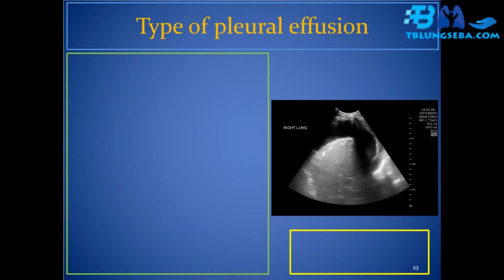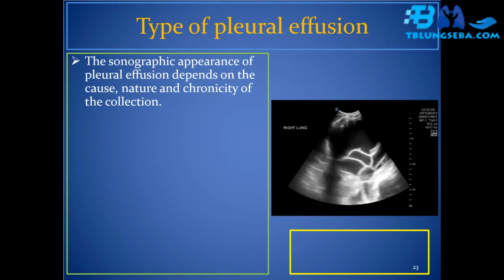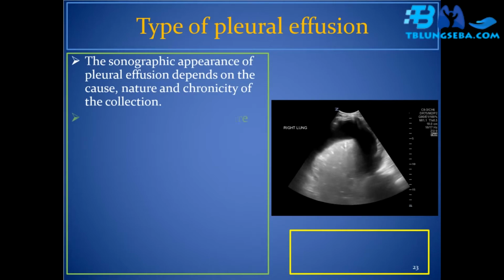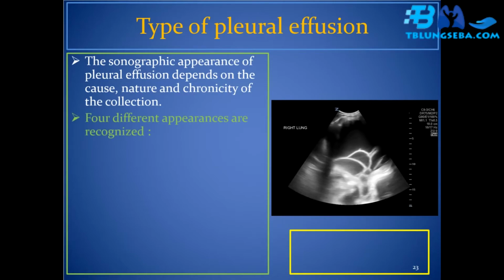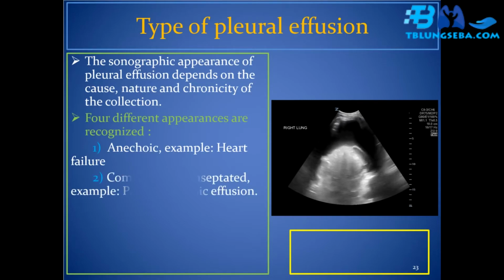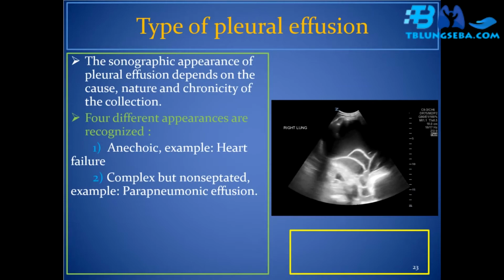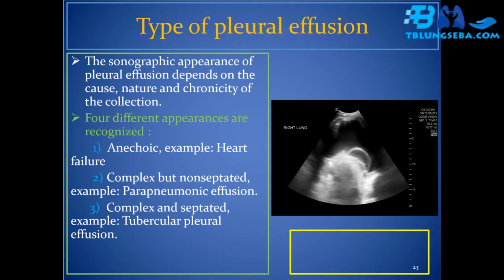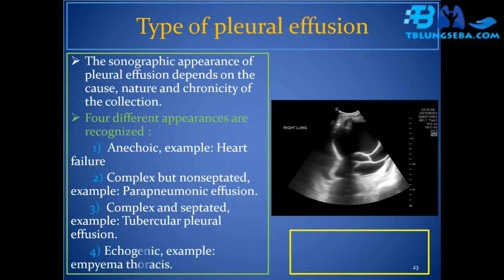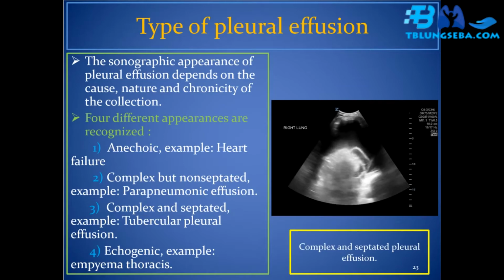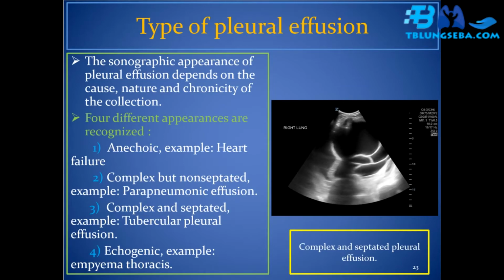Types of pleural effusion. The sonographic appearance of pleural effusion depends on the cause, nature and chronicity of the collection. Four different appearances are recognized. 1. Anechoic, for example, heart failure. 2. Complex but non-septated, for example, parapneumonic effusion. 3. Complex and septated, for example, tubercular pleural effusion. 4. Echogenic, for example, empyema thoracis. Complex and septated pleural effusion.